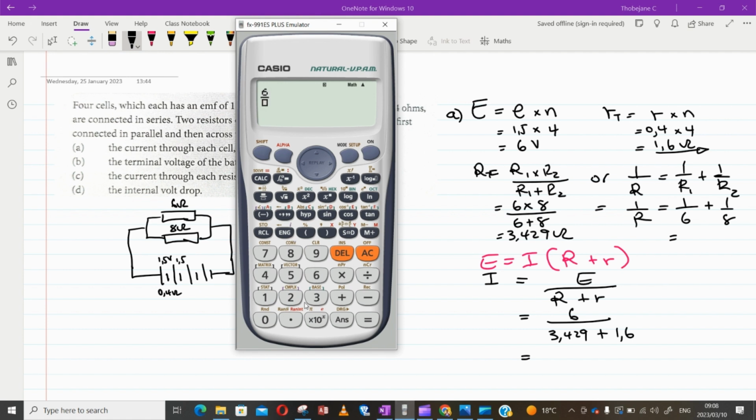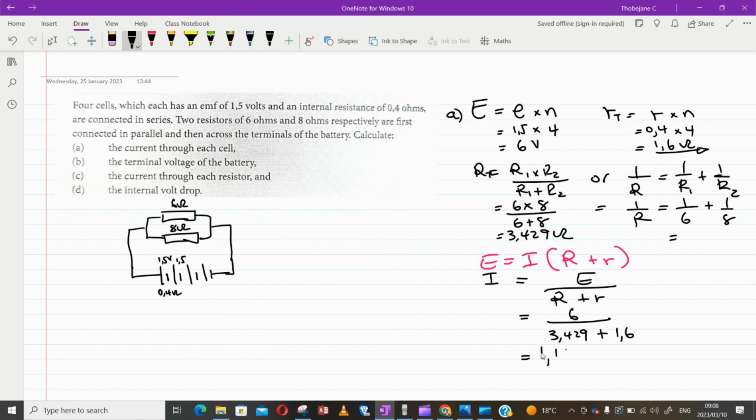Punch that in our calculator. 6 over 3.429 plus 1.6. This gives us 1.193 amperes. This is the current which is present in that particular circuit. Now the next question says calculate the terminal voltage of the battery. That is number B.